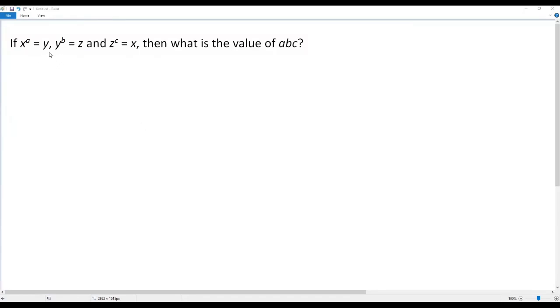If x to the a power equals y, y to the b power equals z, and z to the c power equals x, then what is the value of abc? That is a times b times c.